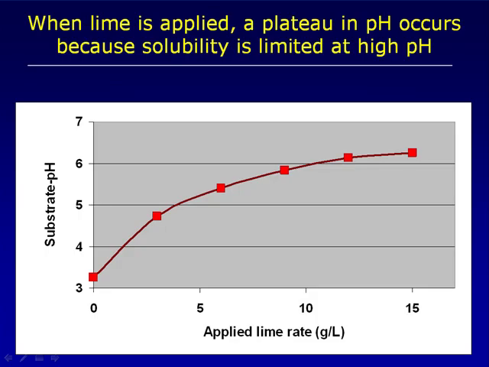This chart shows increasing lime rate in units of grams of lime per liter of substrate. Remember that 1 gram of lime per liter is the same as 1 kilogram per cubic meter. 0.6 grams per liter is the same as 1 pound per cubic yard. The graph shows that pH increases, but there's a diminishing returns type of relationship.